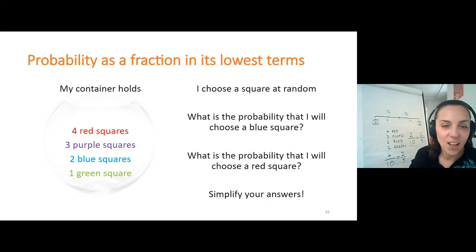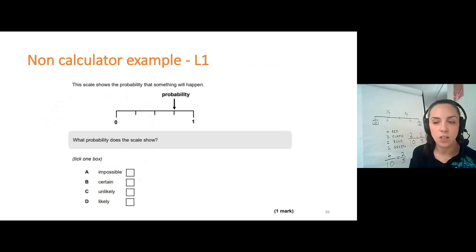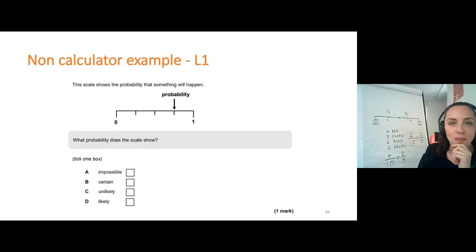Nearly there. So what I've got next is an example from a non-calculator paper and an example from a calculator allowed paper. I do try and add these in when I can, but I try not to give too much away from your practice test. So this is an example of a level 1 non-calculator paper question on probability. Just as I showed you, the scale shows a probability that something will happen. If the probability is marked where it's shown on that scale with the arrow, what option would you give as an answer? Just pop in the chat box A, B, C, or D.